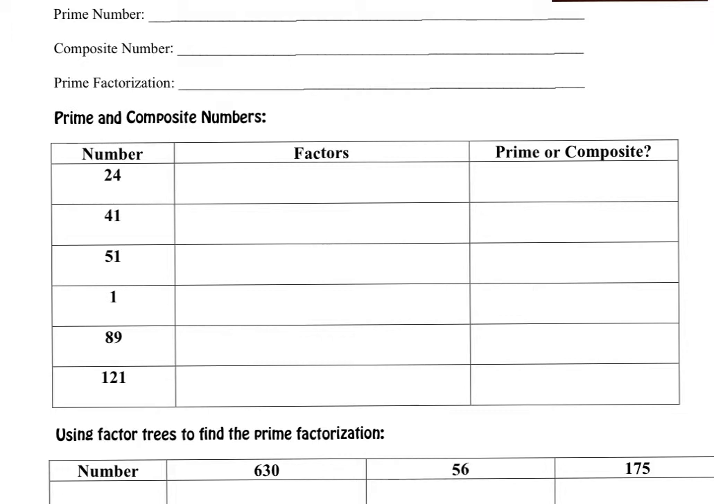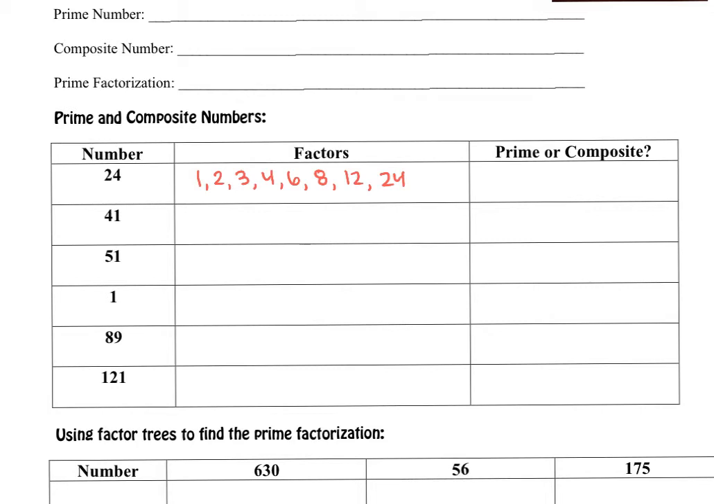So for example, if I ask you to list the factors of 24, it has quite a few. We try to write them in order from least to greatest. So this would be 1, 2, 3, 4, 6, 8, 12, and 24. Those are all of the numbers that can divide evenly into 24.